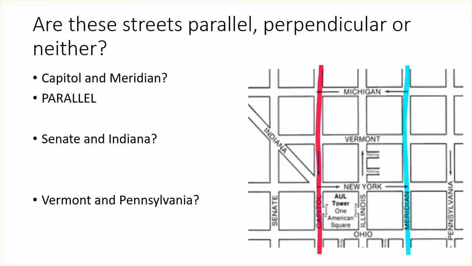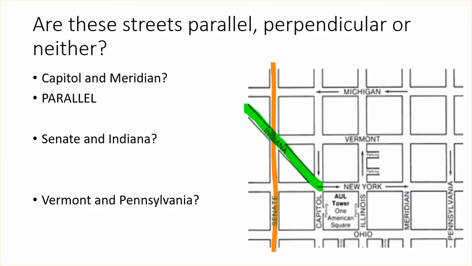Hopefully you can tell that those 2 streets are parallel. If they continue straight, they are never going to intersect. Our next pair of lines are Senate Street and Indiana.